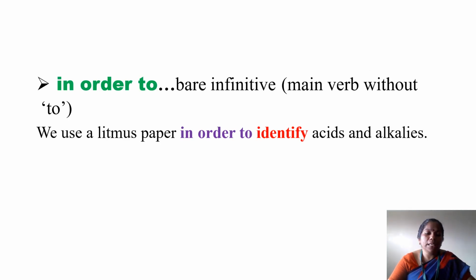Now we can discuss the next connective, that is in order to. In order to should be grammatically followed by the base infinitive form of a verb. See this example now. We use a litmus paper in order to identify acids and alkalis. In order to is a connecting phrase. This is followed by identify. This is just the base infinitive form of a verb.